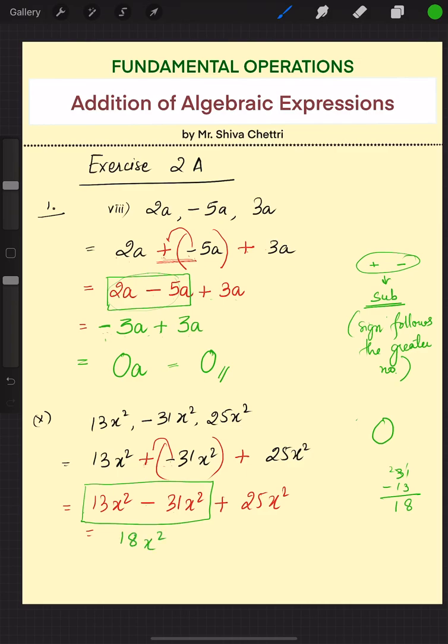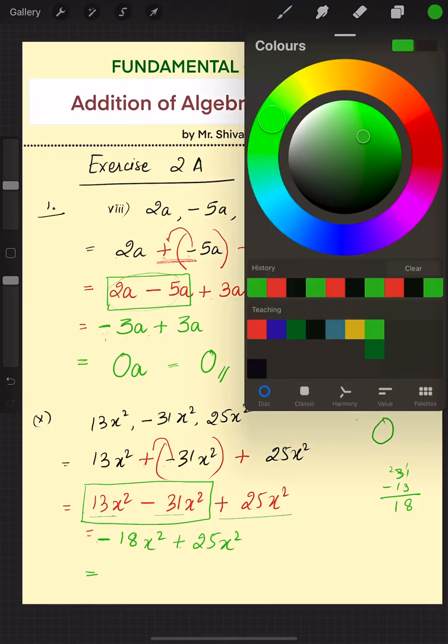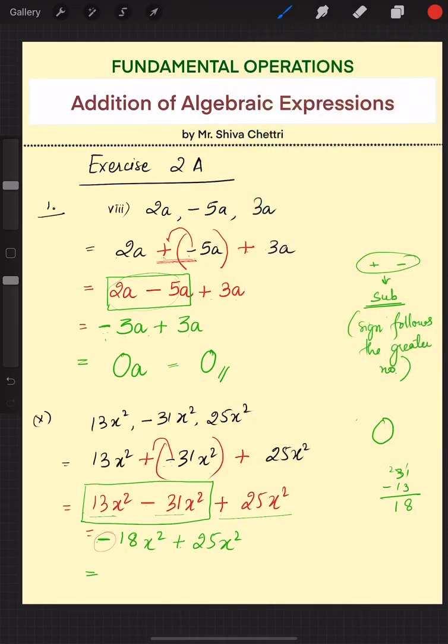So what is greater in both the cases? 31 or 13? 31. 31 has what sign? Minus. So I'll write minus. So what remains now? Plus 25x square. Minus and plus again. Minus and plus, so what will you do? Subtract again. So 18 and 25 you need to subtract. Okay, so this is 1, 15. So that gives you 7.